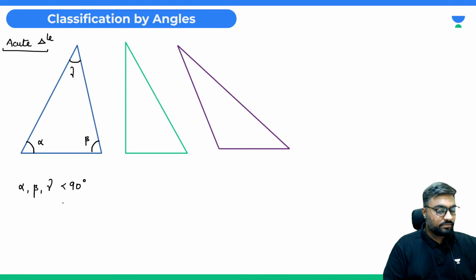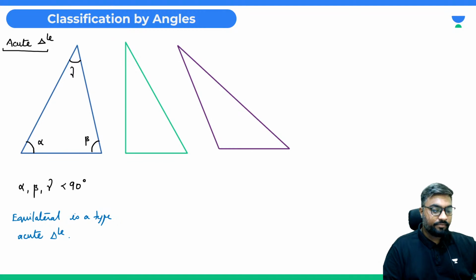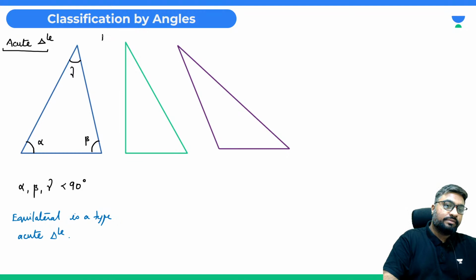Acute triangle. Yes, it could be 70, 30, 80. It could be 60, 60, 60. So can I say an equilateral triangle is an example of acute triangle? Equilateral triangle is a type of acute triangle. Yeah, acute angled triangle. Clear? The next we are going to talk about is a right triangle. Right angled triangle or a right triangle.